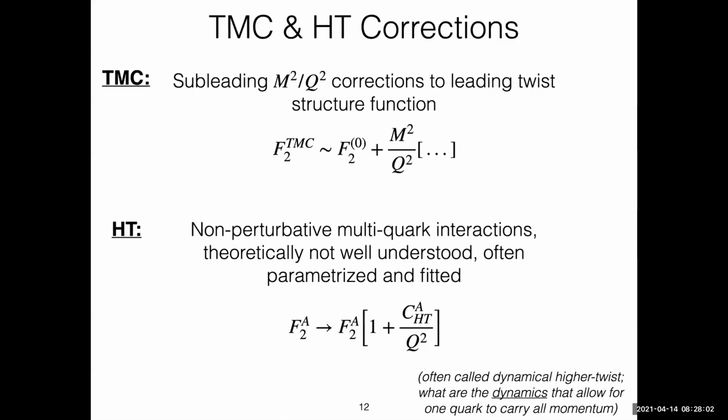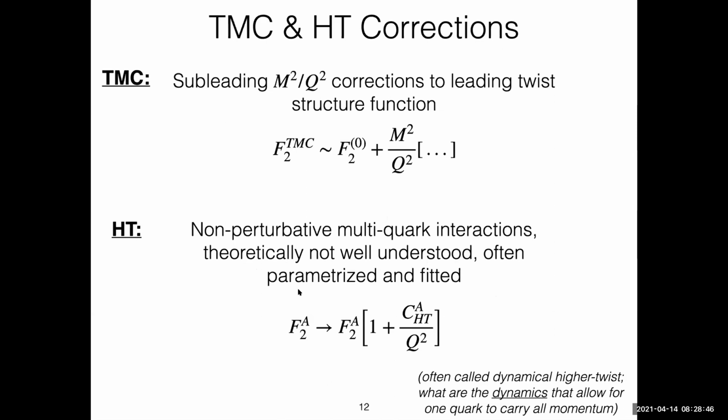Lastly, what's also important, as I mentioned, are low Q squared effects. So we're sensitive now to target mass effects. These are subleading, essentially M over Q corrections to the leading twist structure function, which are theoretically well understood. What also becomes important are potentially higher twist effects. What I like to think of when someone says higher twist are these non-perturbative multi-quark interactions, or essentially the dynamics that allow for one quark to carry all the momentum as we approach X of 1. Because they're non-perturbative, they're very complicated, and not theoretically well understood.